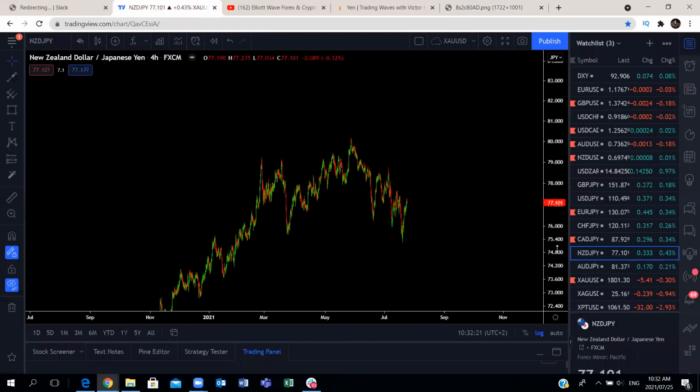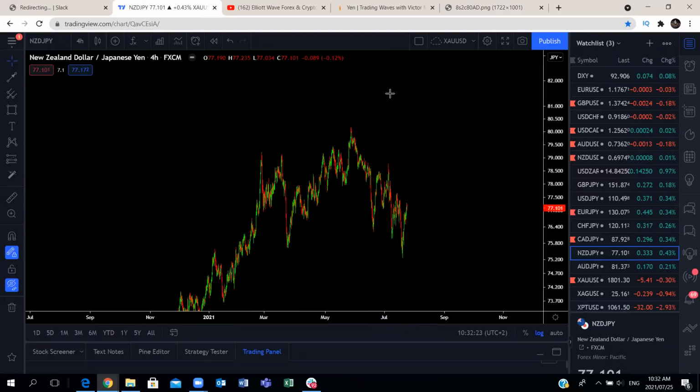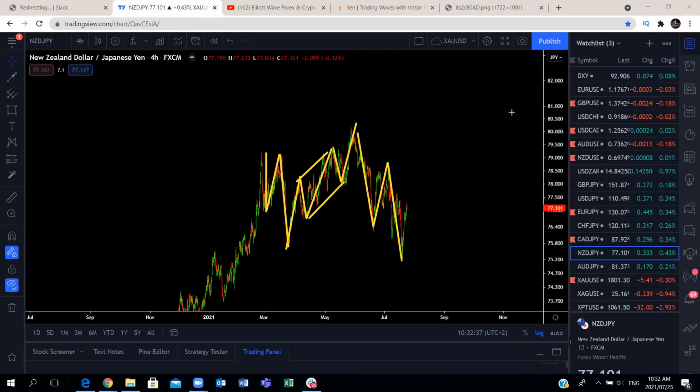Right, so New Zealand, you can look at this as a running flat here. These are 3 waves here. This is 3 with this running flat in the middle. This is 3, and this is 3. All of these are three waves within this structure. So this is a WXY corrective structure.